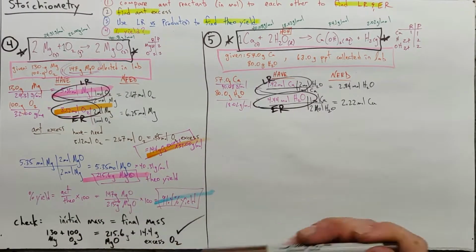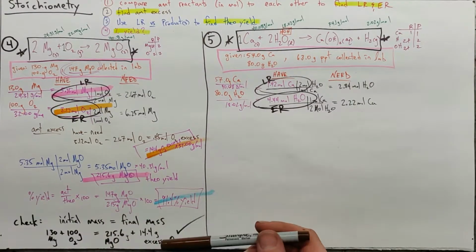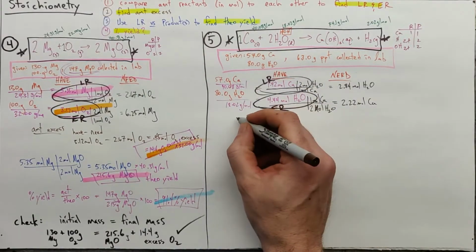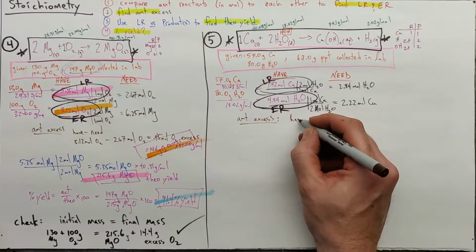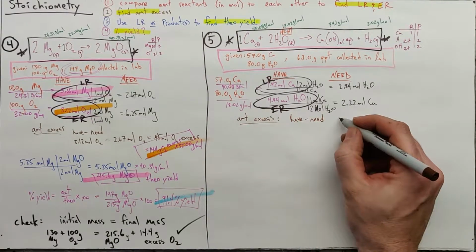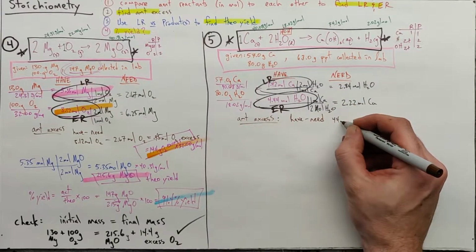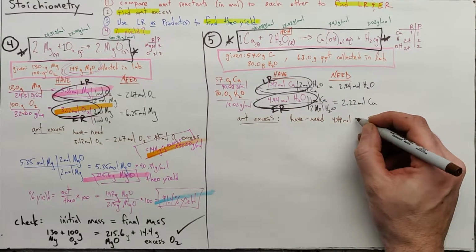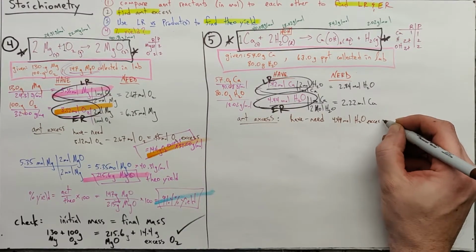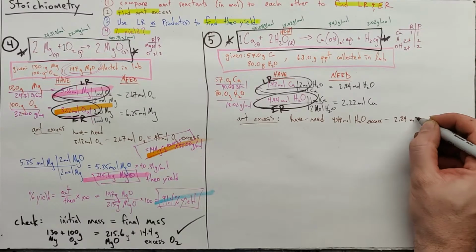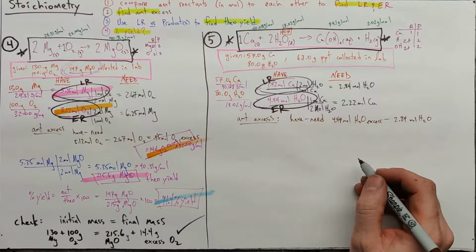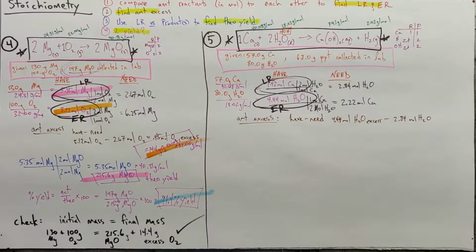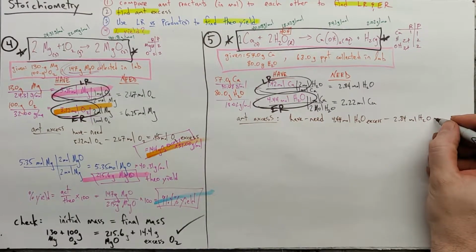It isn't critical, but again, calculating that amount excess gives us the power later to see if we did the problem correctly. So we will say amount excess is our have minus our need. And in this case, we have 4.44 of the water minus 2.84 moles of water. And so we end up with 1.60 moles of water excess.